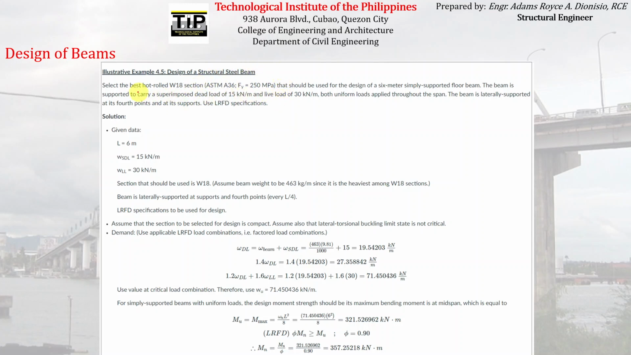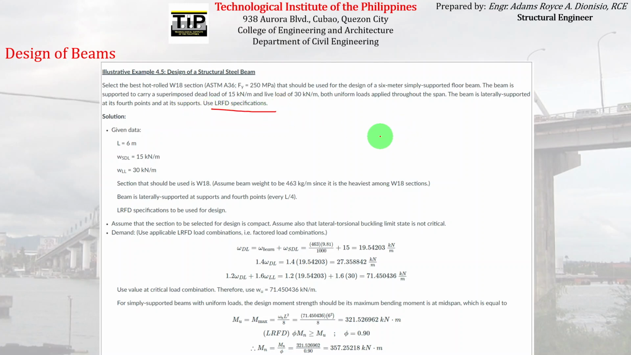problem. The question asks us to select the best hot roll W18 section, which is made up of ASTM A36 with Fy equal to 250 megapascal, that should be used for the design of a 6-meter simply supported floor beam. The beam is supported to carry a superimposed dead load of 15 kilonewton per meter and live load of 30 kilonewton per meter. Both uniform loads applied throughout the span. The beam is laterally supported at its 4 points and at its supports. Use LRFD specification.